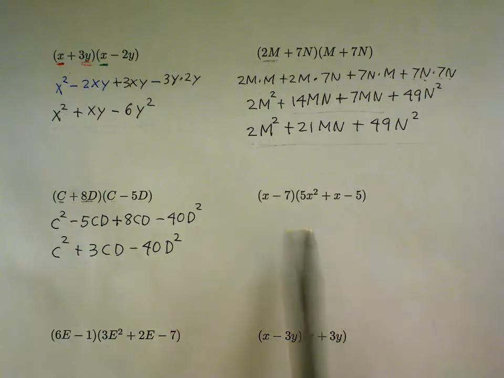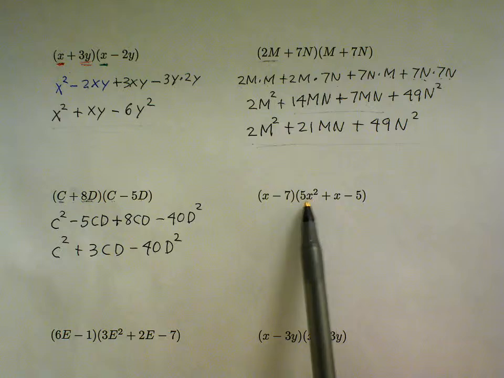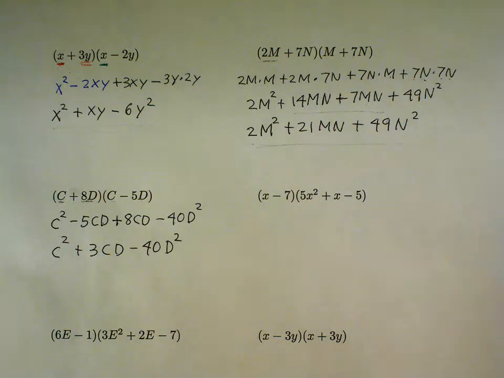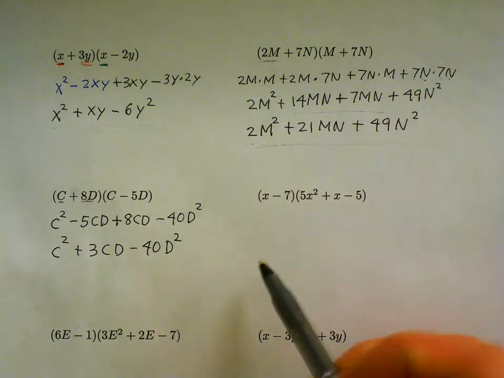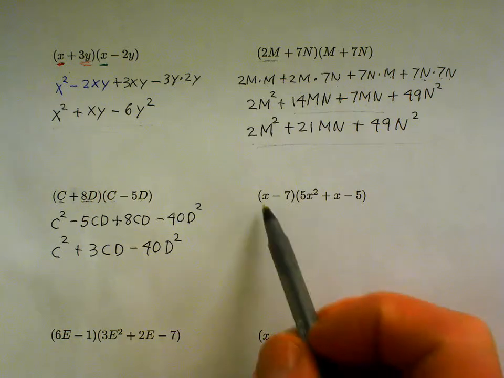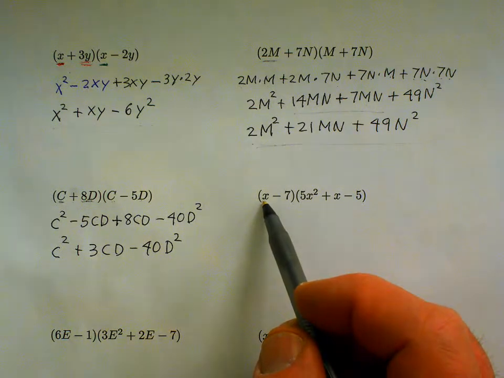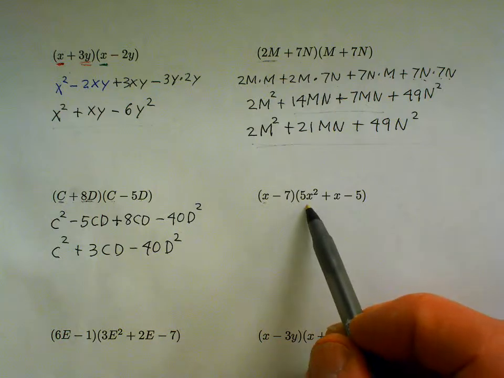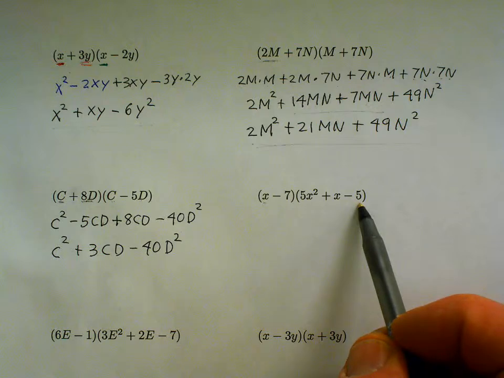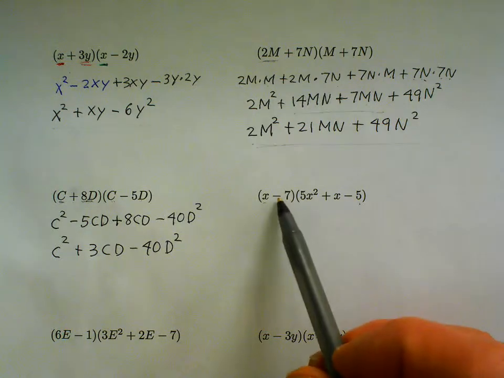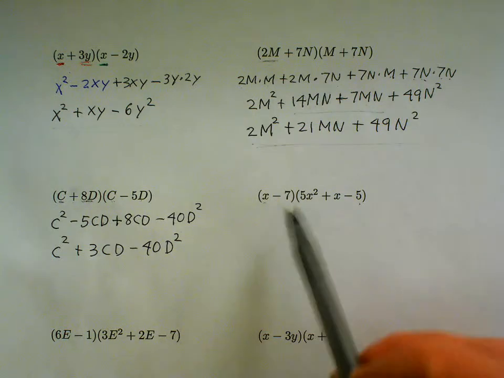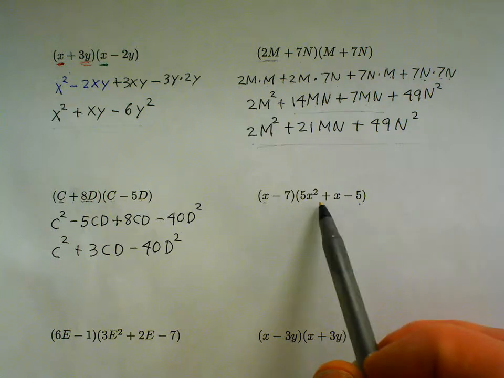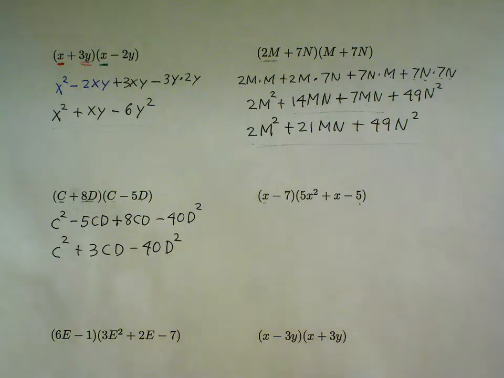In the next example, we're multiplying a binomial and a trinomial. So the concept is the same. We'll begin with the x in the binomial. We're going to multiply x times each of the three terms in the trinomial. Then after that, we're going to subtract 7 times each of the terms in the trinomial. And then if there are like terms, we'll combine the like terms.